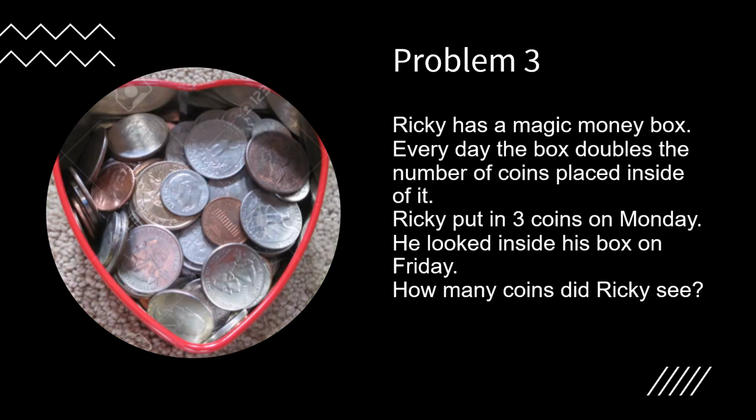Then this is the last problem we are going to look at. Ricky has a magic money box. Every day the box doubles the number of coins placed inside of it. Ricky put in 3 coins on Monday. He looked inside his box on Friday. How many coins did Ricky see?